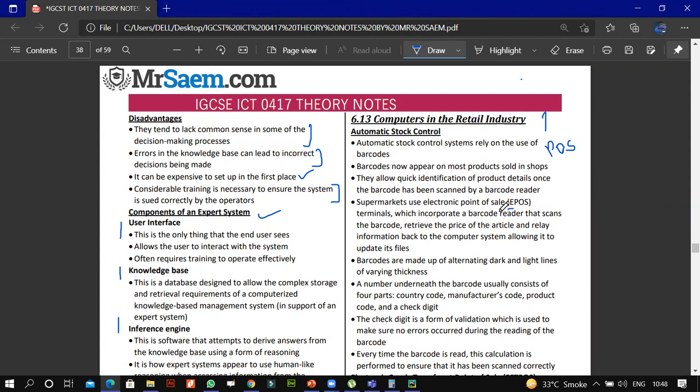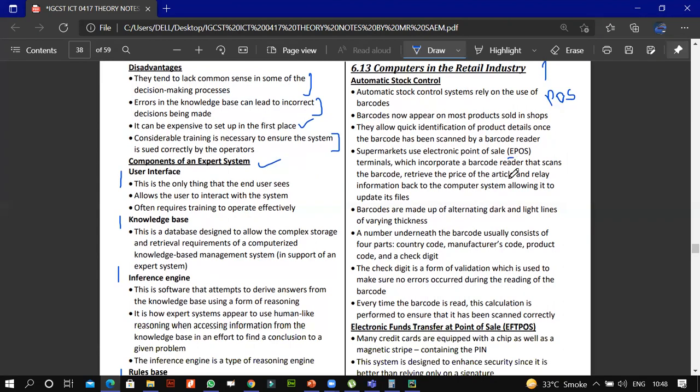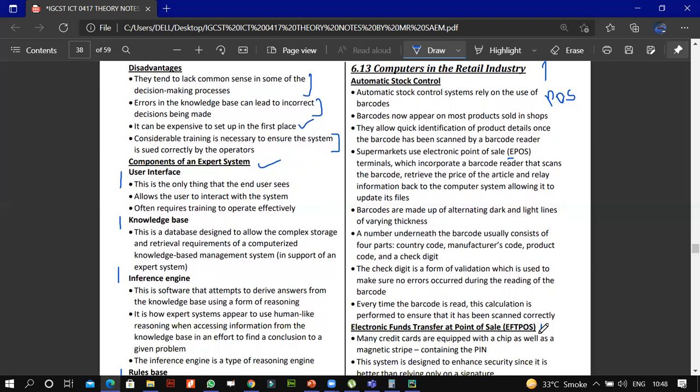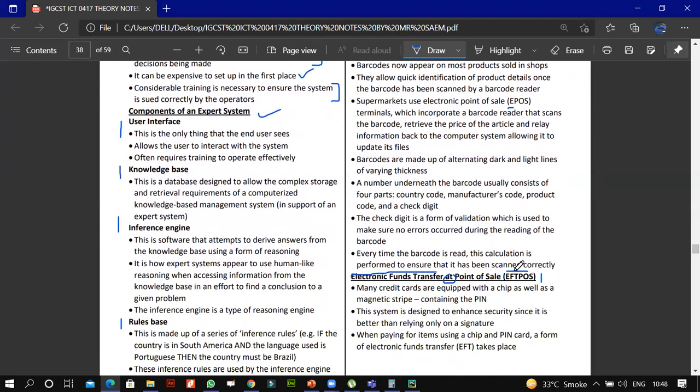You present the credit card to them. The next stage is the electronic funds transfer at point of sale terminal. So when you use your credit card or debit card at an electronic point of sale terminal, their system is integrated with this. First of all, your credit card is checked with the bank server: is this card valid? Does it have a proper validity date? Is it not expired? Upon that, it will also check other details.